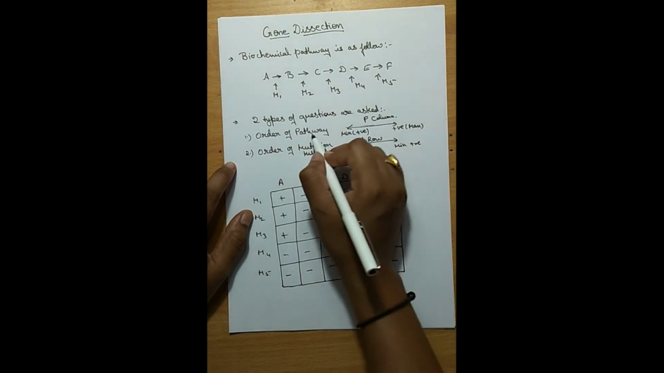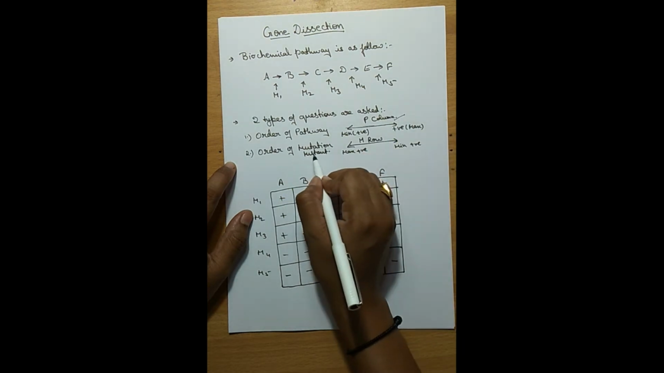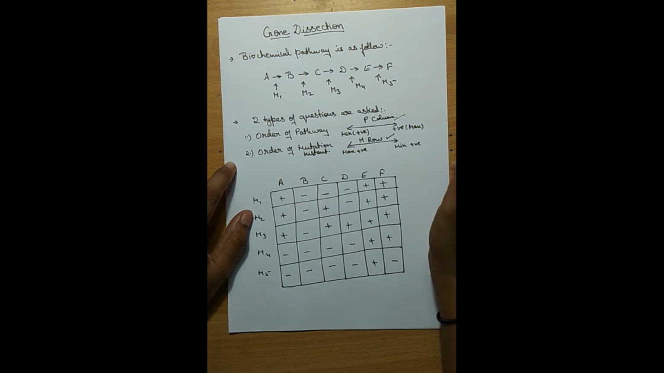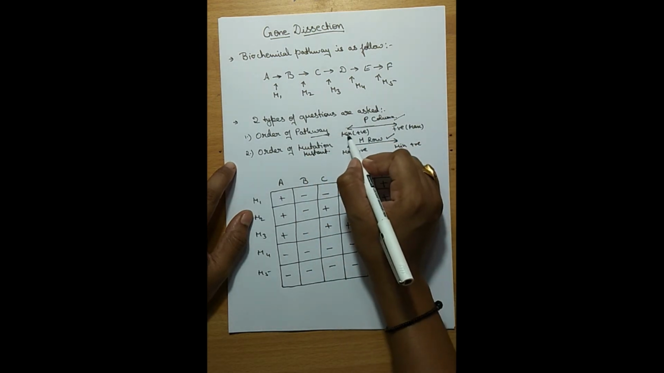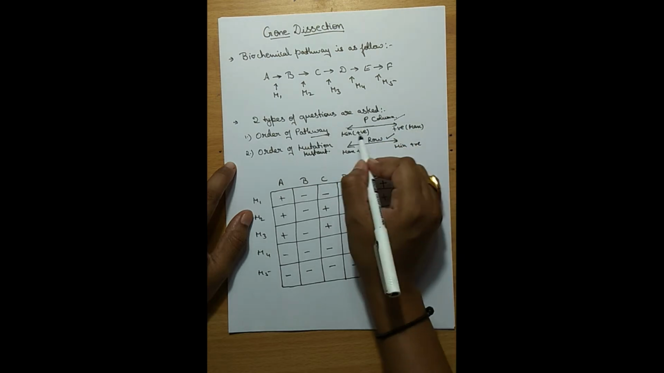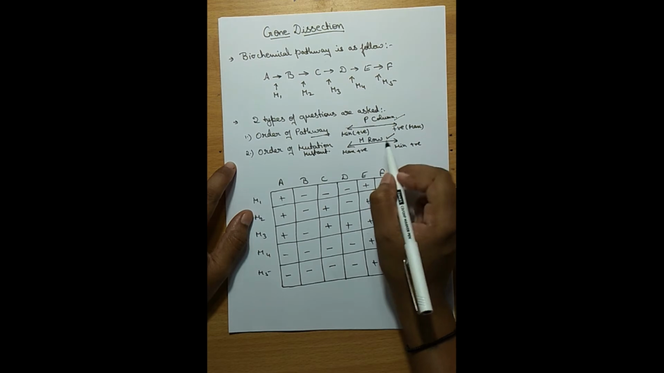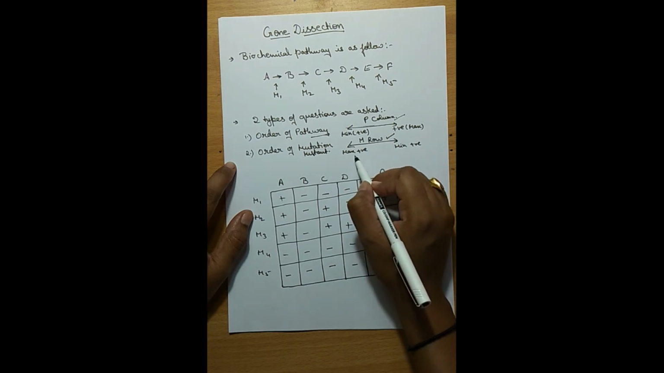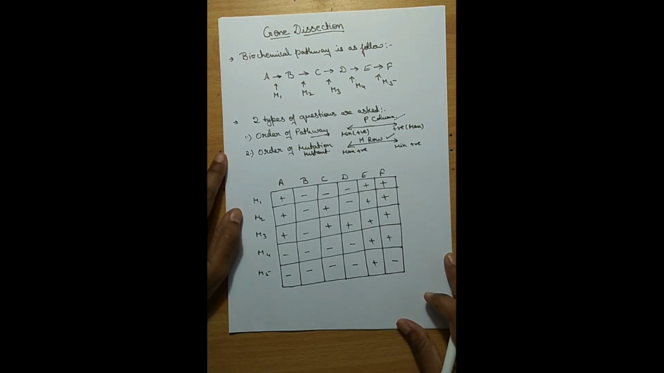So, to find the order of the pathway, we have to look at the columns, and to find the order of the mutants, we have to look at the rows. To find the order of the pathway, we keep the minimum positive signs on the left side and maximum positive signs on the right side, following the increasing order. Similarly, to find the order of the mutants, we look for the maximum positive signs on the left-hand side and minimum positive signs on the right-hand side. So let's see this example.